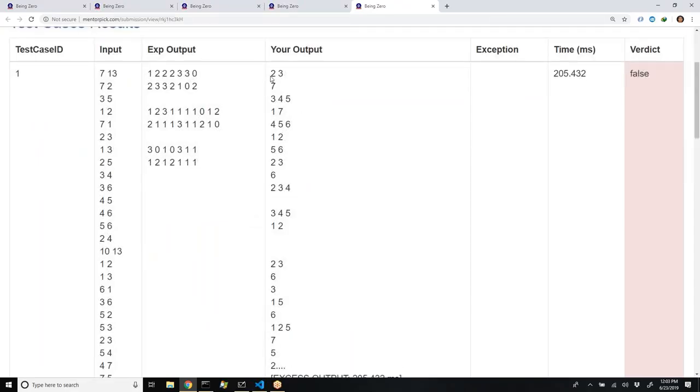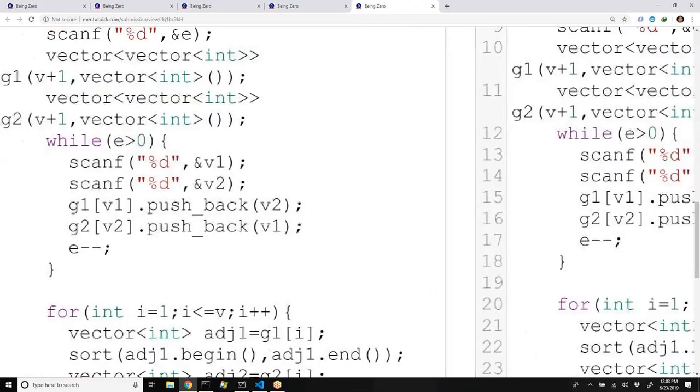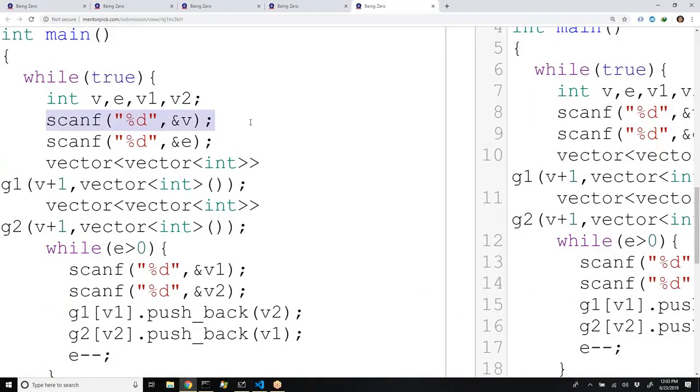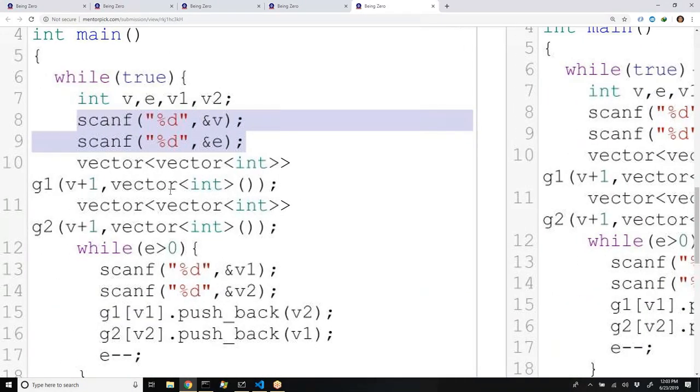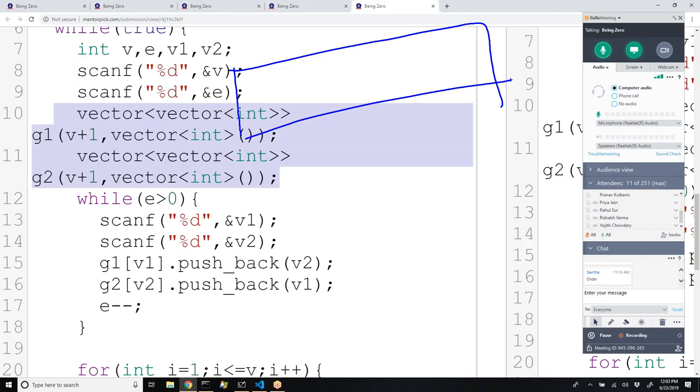What is this output? Okay. So you read V and E. You created vector of vector. Why two vectors of vectors? One was good enough, right? For every vertex, one in degree, every vertex, one out degree. Why vector of vector? If you have 10 vertices, it's one vector which can hold their in degree or out degree.